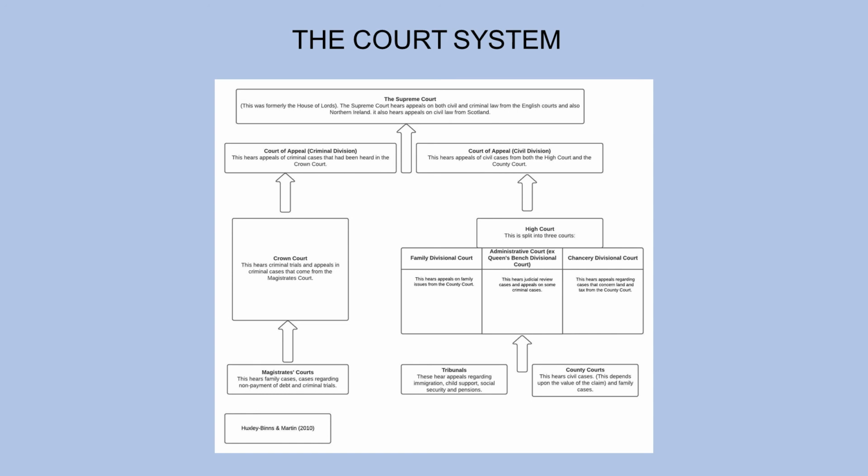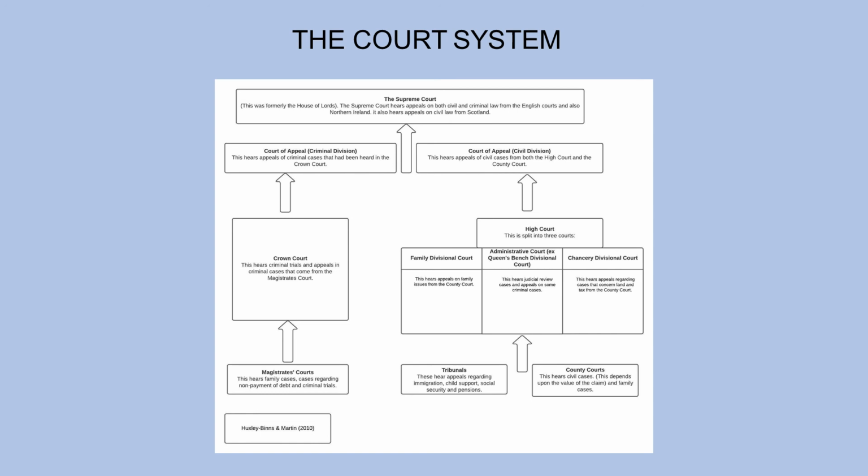With regard to the Court of Appeal Civil Division, the court below that is the High Court. Now, this is split into three courts. You've got the Family Divisional Court, the Administrative Court. Now, this used to be called the QBD or Queen's Bench Division, and then we've got the Chancery Divisional Court. The Family Divisional Court hears appeals on family issues from the County Court. The Administrative Court hears judicial review cases and appeals on some criminal cases as well. The Chancery Divisional Court hears appeals regarding cases that concern land and tax from the County Court.